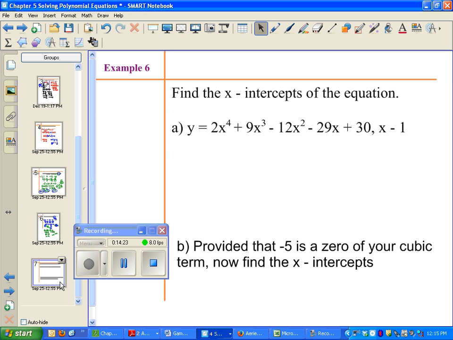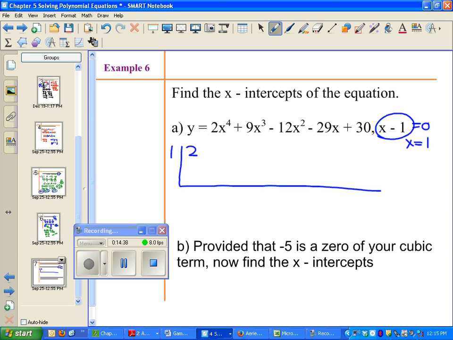This has 5 terms, so we definitely can't factor by grouping. But they did give us a factor. So when I set that equal to 0, I get x equals 1. So I'm going to use that. I'm going to put 1 on the outside and synthetically divide. So I have 2, 9, negative 12, negative 29, and 30. And if that is a 0, we should get 0 right here as our remainder.